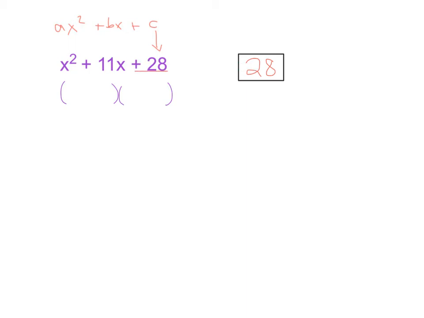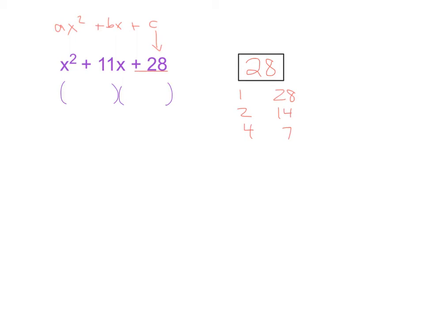Now what we're going to do is list all of the factors of 28. This is exactly what we've been practicing in our previous unit. 1 times 28, and 2 times 14, and 4 times 7 are the factors of 28. Our next step is to add our factor pairs.